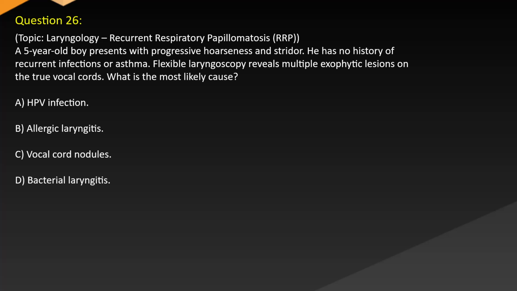Question 26. Topic: Laryngology. Recurrent respiratory papillomatosis. A 5-year-old boy presents with progressive hoarseness and stridor. He has no history of recurrent infections or asthma. Flexible laryngoscopy reveals multiple exophytic lesions on the true vocal cords. What is the most likely cause? A. HPV infection. B. Allergic laryngitis. C. Vocal cord nodules. D. Bacterial laryngitis.